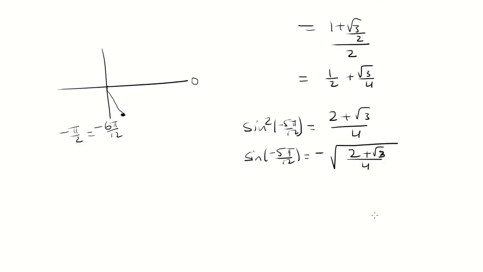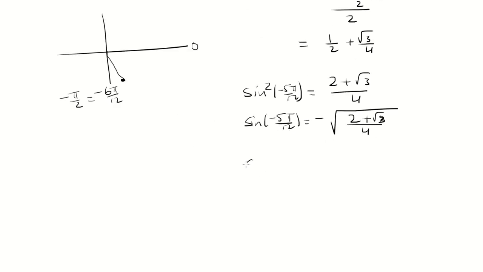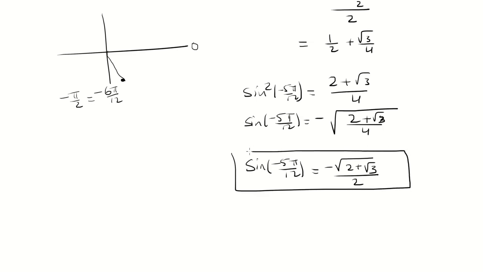And now I can bring the 4 outside of the square root and get that the sine of negative 5 pi over 12 is negative square root of 2 plus root 3, all over 2. And that is my final answer.